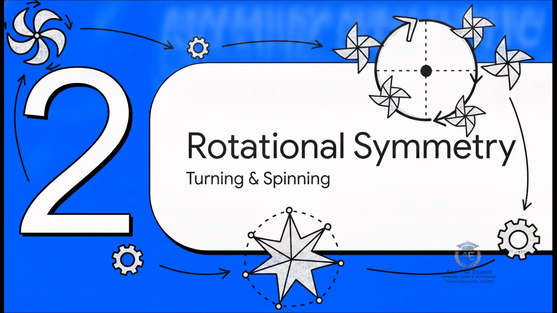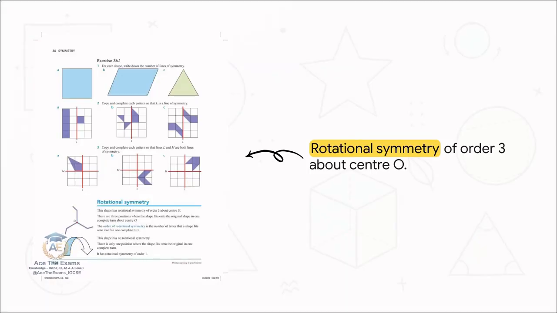We are no longer just folding shapes in half. We are spinning them around a fixed point. Check out the top shape here. Looks kind of like a three-bladed propeller, right? Notice the center point marked O. If you literally pin that shape at center O and give it a spin, it will look exactly the same in three distinct positions before it completes one full 360-degree circle. Because of this, we say it has a rotational symmetry of order 3.